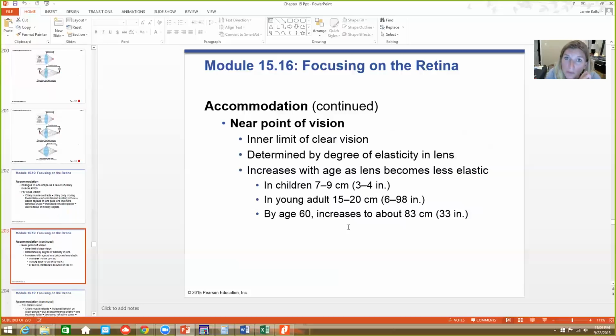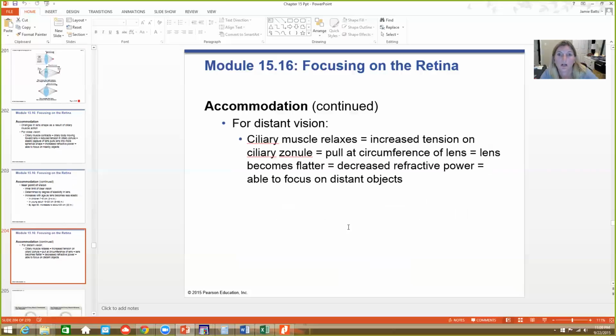So near point of vision, this is the inner limit of our clear vision. This is determined by the degree of elasticity of our lens. It increases with age, and as the lens becomes less and less elastic, as I was just saying, it's going to reach a limit where it's no longer able to bounce back. So by age 60, our near point is about 33 inches away, which again means you have to really hold that sheet of paper or whatever pretty far away in order to read it.